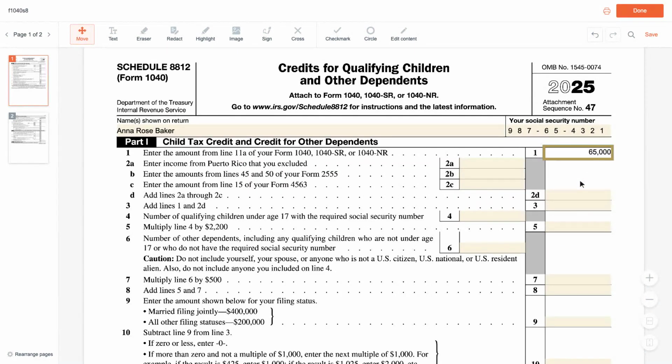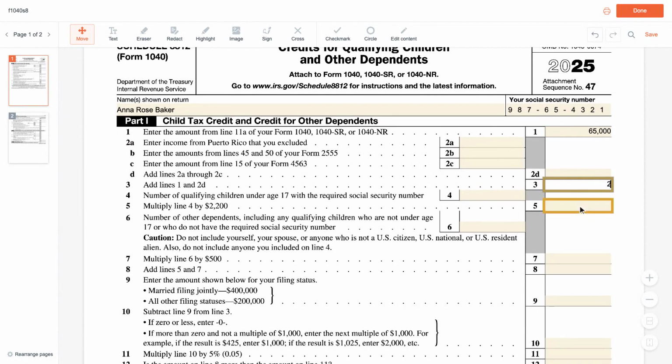Enter the number of qualifying children under 17 who have a Social Security number. Then multiply by $2,000. That product is your starting credit, before any phase-out or refundable limits, which the rest of the schedule walks through.